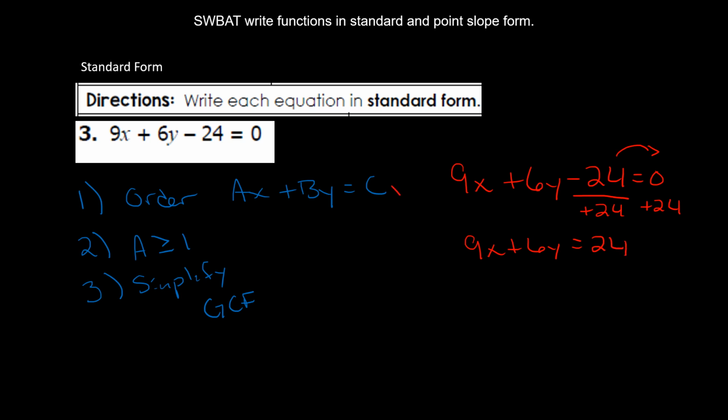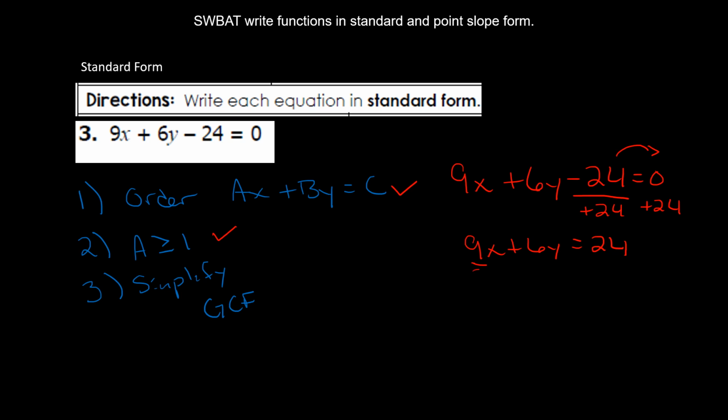Now this satisfies our order. When I look at step 2, it says a has to be greater than or equal to 1. Well, our a value here is 9, which is greater than or equal to 1. So that's satisfied. Our last part is we want to simplify and look for our greatest common factor. Well, factors of 9 would be 1 and 9, but 9 cannot divide 6, nor does it go evenly into 24. Well, we can think of 3 times 3 is 9, okay? 3 divides 6, and 3 divides 24.